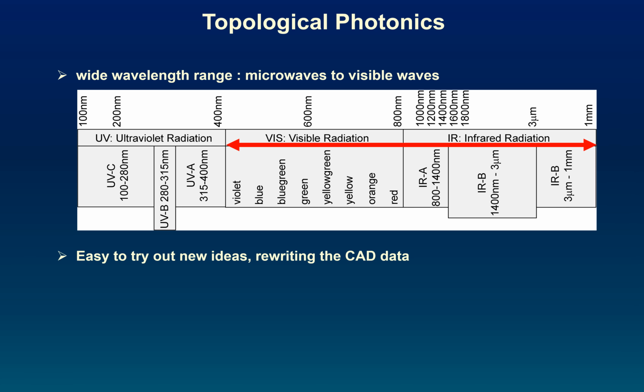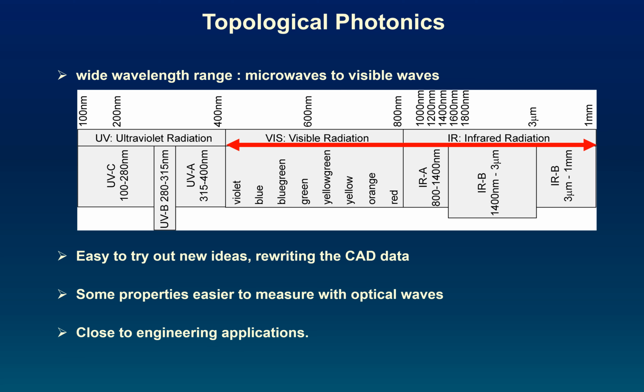It is easy to try out new ideas because sample prototyping can be done by simply rewriting the CAD data for nanofabrication. Some properties that are difficult to measure with electrons can be measured with optical waves, and topological photonics is nearing engineering applications.